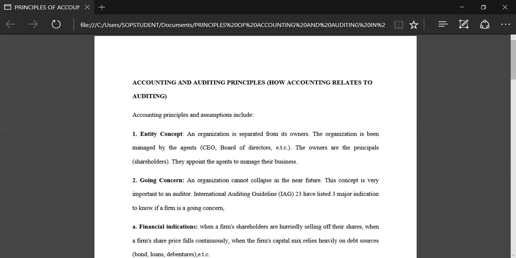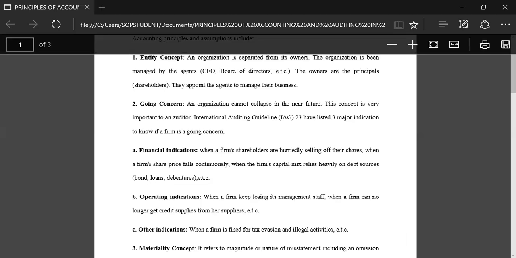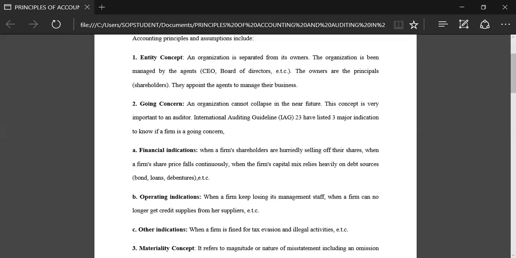and assumptions guiding them. The accounting principles include the entity concept. The entity concept states that the owner of the business is different from the business. The entity concept separates the business from the owner. We have the going concern. The going concern assumes that the business will continue to operate in the foreseeable future and will continue to operate without collapsing in the near future.